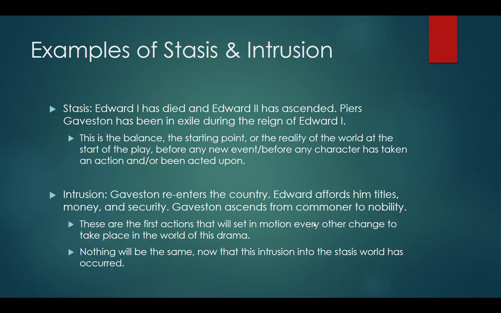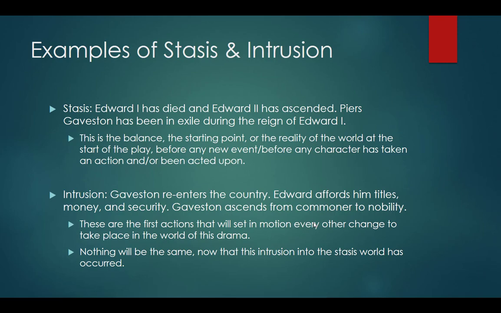So, for example, in Edward II, the stasis we begin with is the fact that Edward I has died. Edward II has ascended to the throne. And Gaveston, who had been exiled during the reign of Edward I. That's the balance. That's the way of the world at the time the play begins. It is the starting point. So no new action, no new event has quite happened yet. And stasis may last all of one sentence in a play. It's usually interrupted pretty quickly.